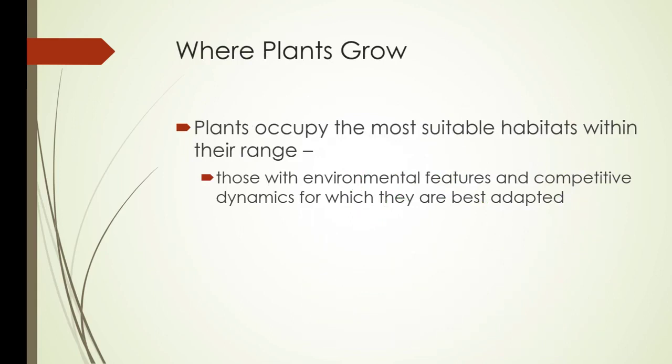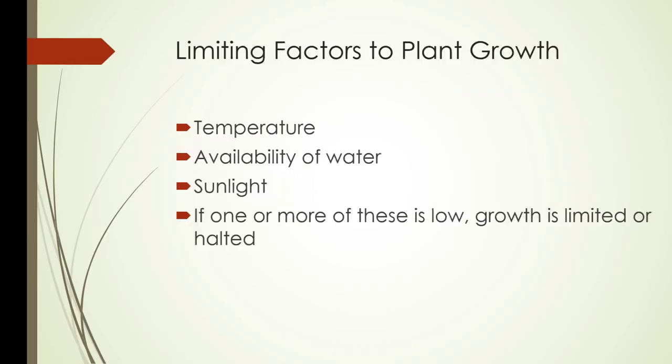So plants occupy the most suitable habitats within their range, those with environmental features and competitive dynamics for which they're best adapted. This is where we get into trouble with invasive species, because while the native species might be in the right conditions, invasive species can crowd them out pretty easily. So limiting factors to plant growth include temperature, the availability of water, sunlight, and if one or more of these is low, growth is limited or actually halted.